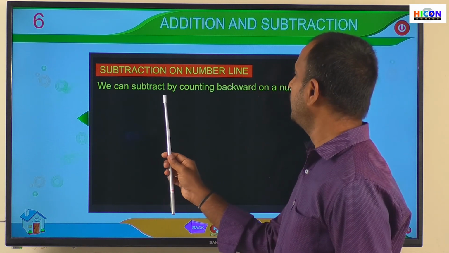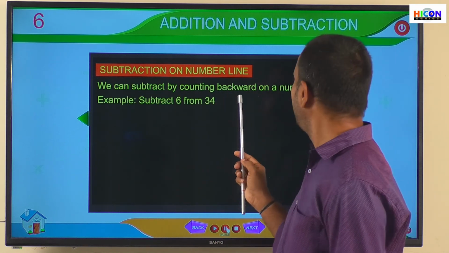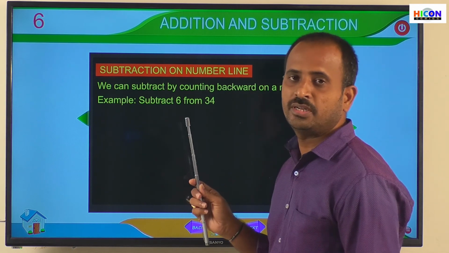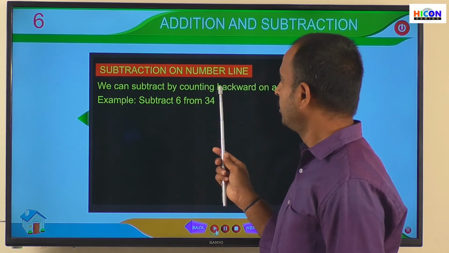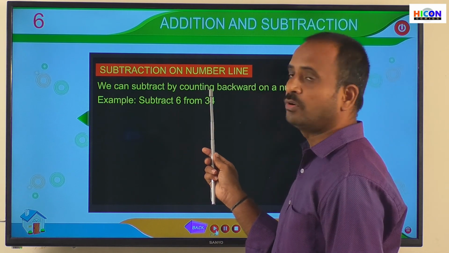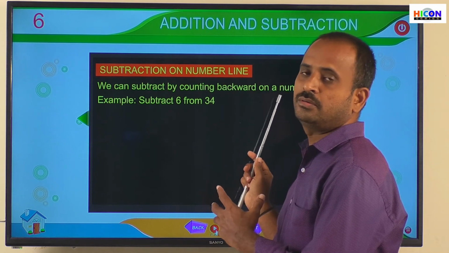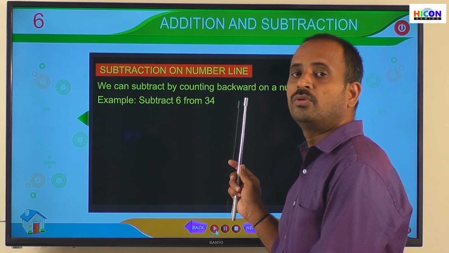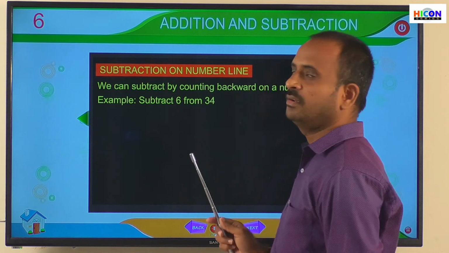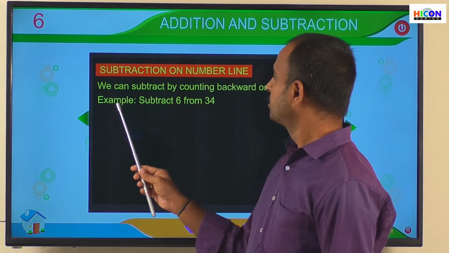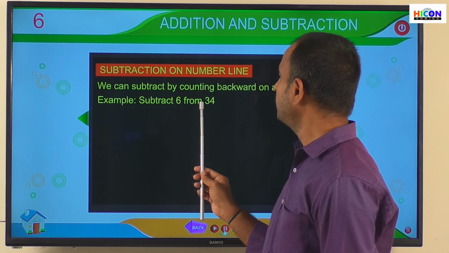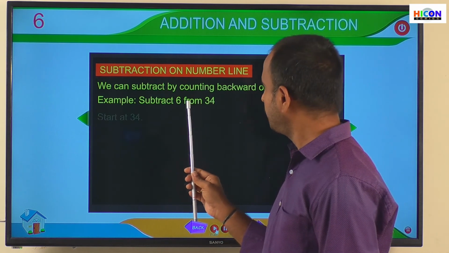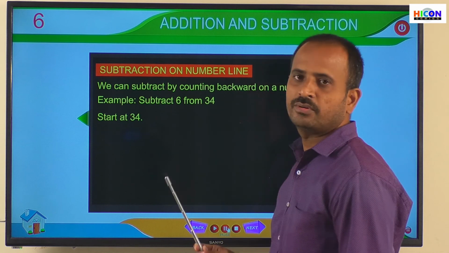So we can subtract by counting backward on a number line. So children, remember this point. We can subtract by counting backward. So in subtraction, we have to move backward on the number line. So let us see an example. So subtract 6 from 34. We have to subtract 6 from 34.